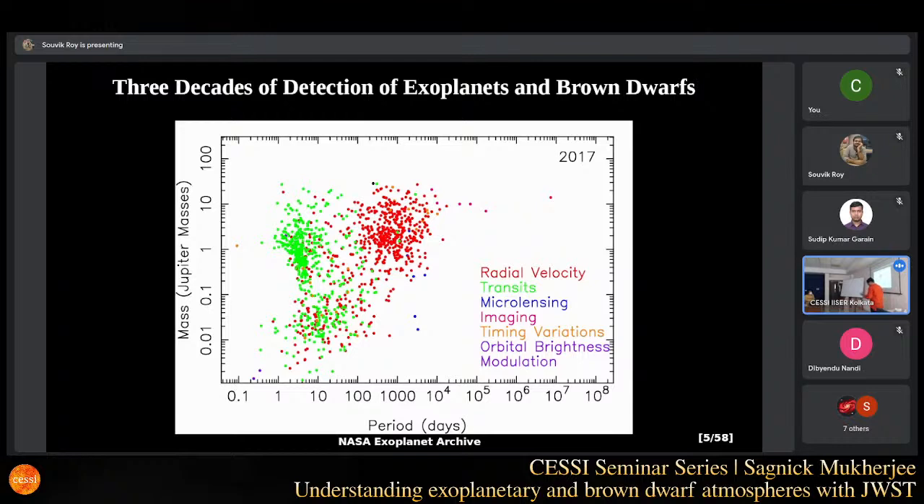And starting from the 1990s, we have populated this parameter space with many exoplanets with different techniques. I won't go into them, but if you're curious, you can ask me later. But yeah, we have populated this entire space with many exoplanets. And what have we found? We have been utterly surprised with some findings.